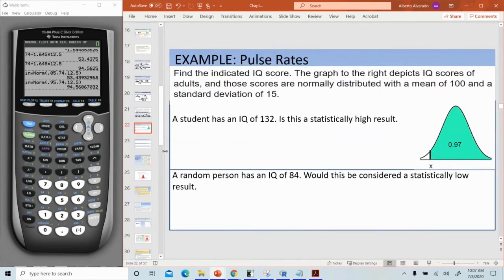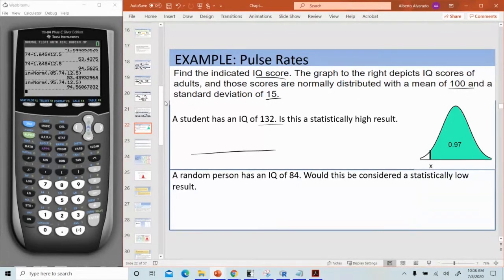This is just more of the same, so we're going to do it with the calculator. A student has an IQ. Find the... it says pulse rate, it should say IQ. Find the indicated IQ score. The graph to the right depicts IQ scores of adults, and those scores are normally distributed with a mean of 100 and a standard deviation of 15. A student has an IQ of 132. Is this a statistically high result?